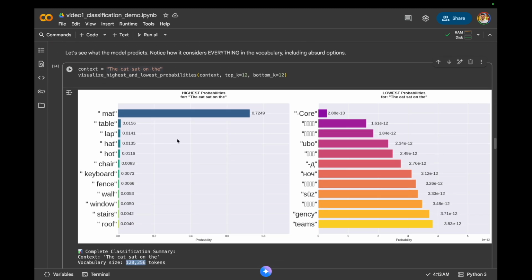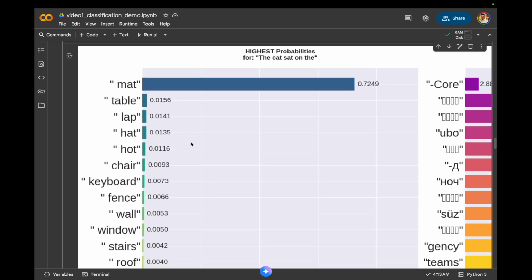So here we have this visualization. On the left side, we will have the most probable tokens, the ones that the LLM gives the highest probabilities and thinks should complete the sentence. And on the right-hand side, we have the lowest probability tokens. So let's take a look at the highest ones first.